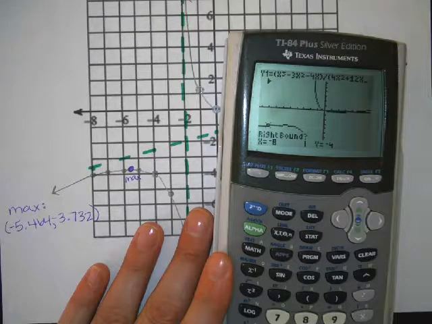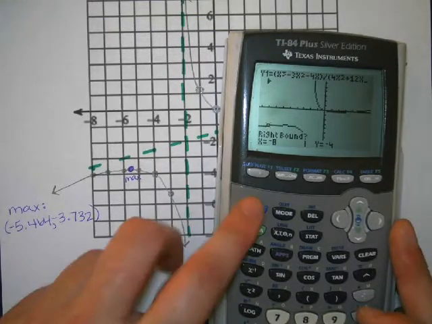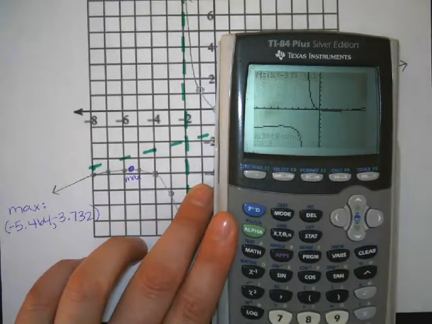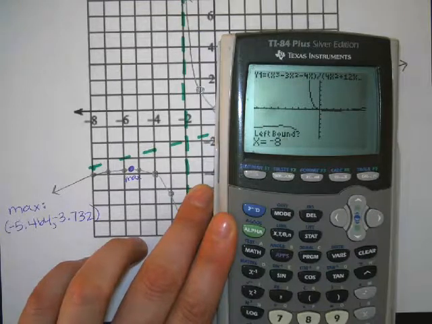Oh, mine did some stuff. I just went to go to. So I did second trace, number 4, and I pressed negative 8 for a left bound. I didn't even scroll, I just said negative 8, and then I pressed enter.